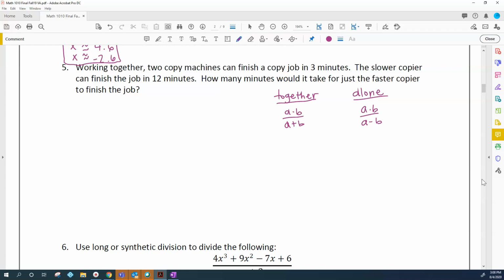But if we're reading through this: working together, 2 copy machines can finish a job in 3 minutes. The slower copier can finish the job in 12 minutes. How many minutes would it take for the faster copier to finish the job?